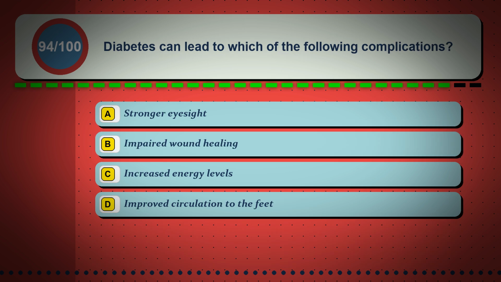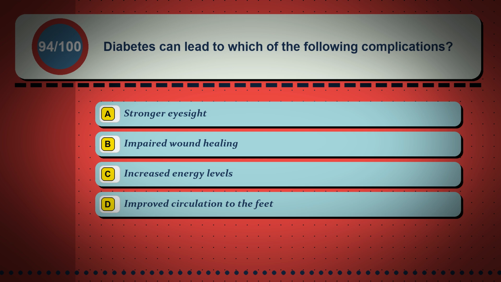Question 94. Diabetes can lead to which of the following complications? Option A, stronger eyesight. Option B, impaired wound healing. Option C, increased energy levels. Option D, improved circulation to the feet.